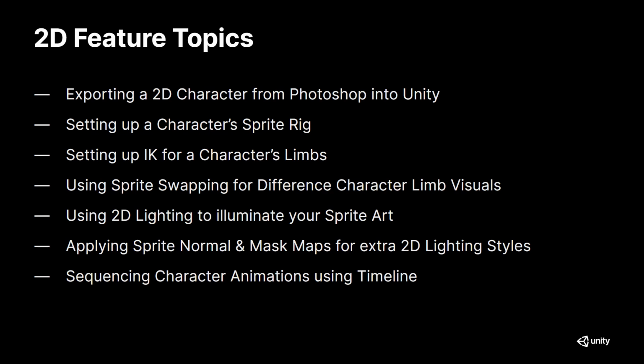So I'm going to be going through the process of exporting a 2D character from Photoshop into Unity, setting up that character's sprite rig, setting up IK or inverse kinematics for characters' limbs, using sprite swapping for different character limb visuals, using 2D lighting to illuminate your sprite art, so taking it from unlit to having things like normal maps or different glows and details, and then also applying those secondary textures like normal maps and mask maps for extra 2D lighting styles. And then lastly, sequencing character animations using timeline. So that's basically what this presentation is going to be about.